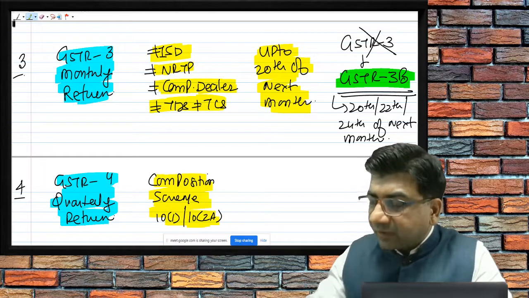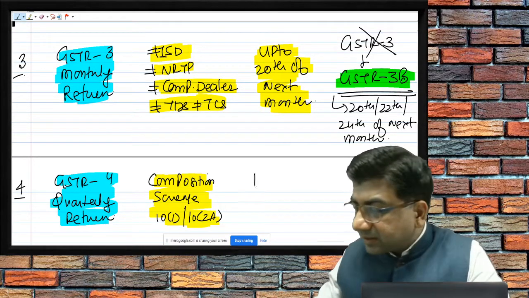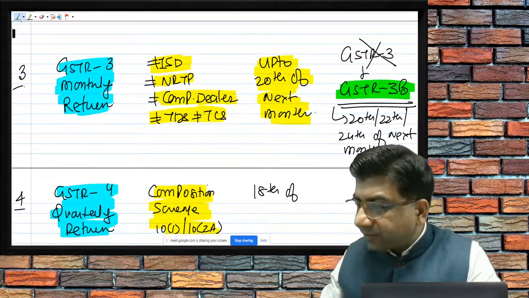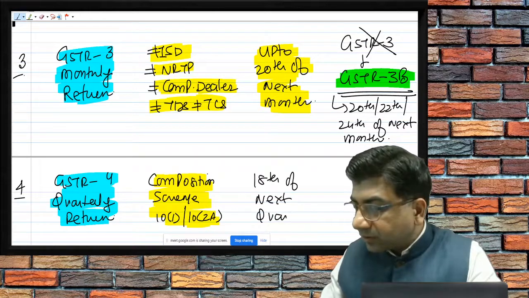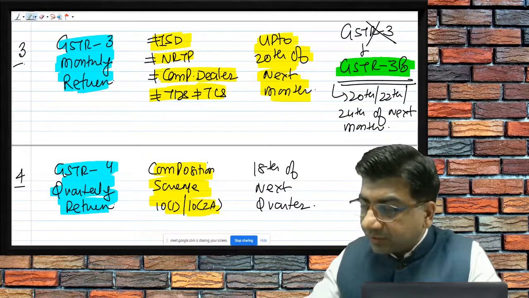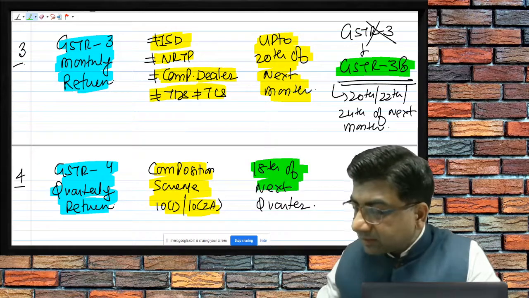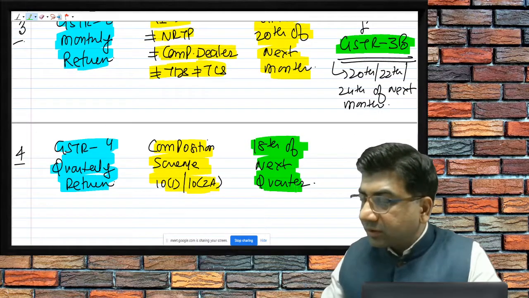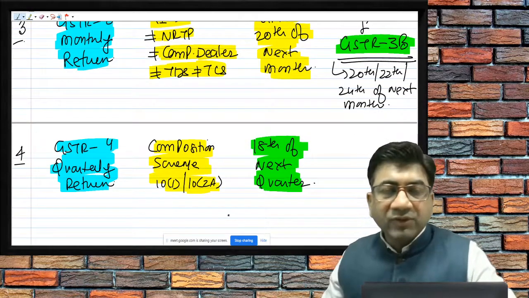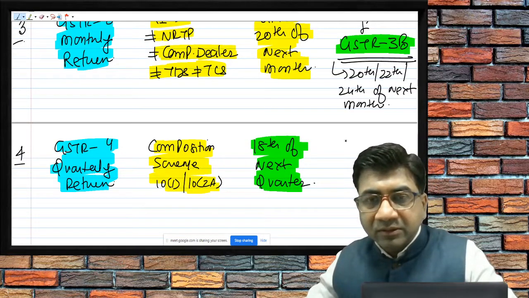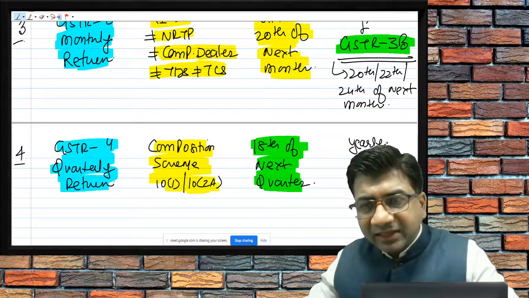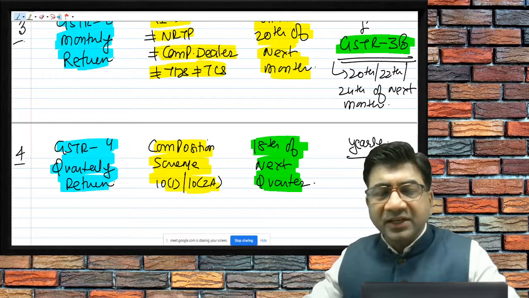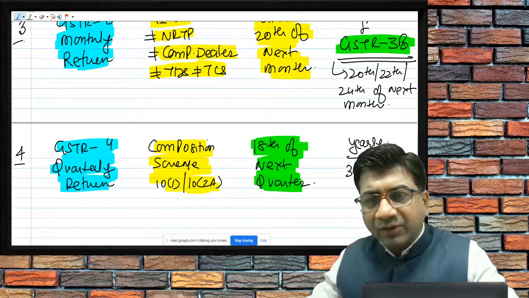It is the 18th of the next quarter. Now, this GSTR 4, you will be surprised. What is the practical, current time limit? It is yearly. Now this has been made yearly: 30th April of the next financial year.